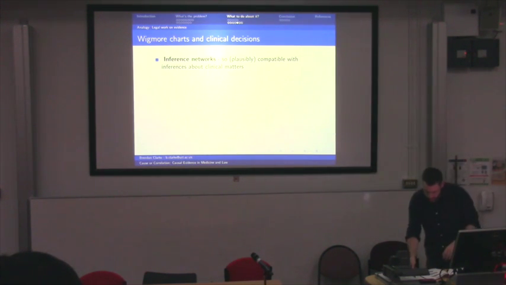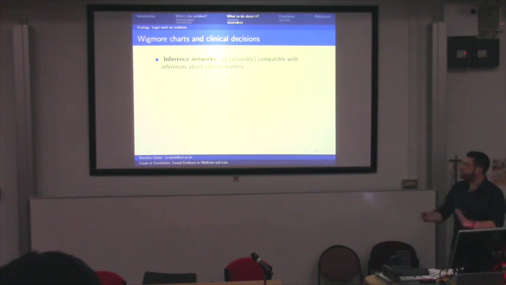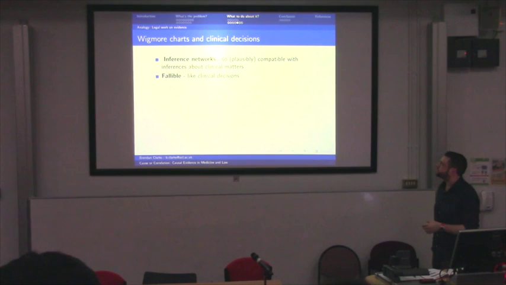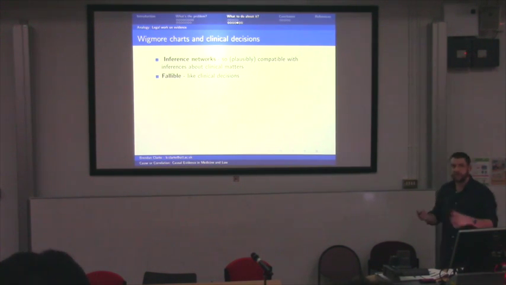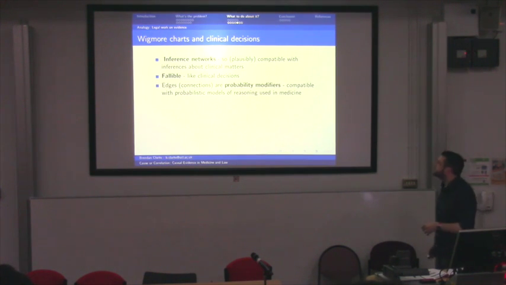Let me try and wrap up then by linking this back to clinical decision making in the last 5 minutes. So these inference networks, I think, are plausibly compatible with thinking about health, thinking about clinical decision making. For one, they're fallible. We're not trying to introduce a machine for getting the right answer. These are instead tools to support clinical decision making.